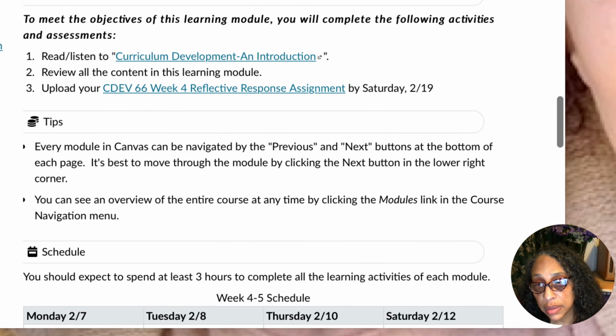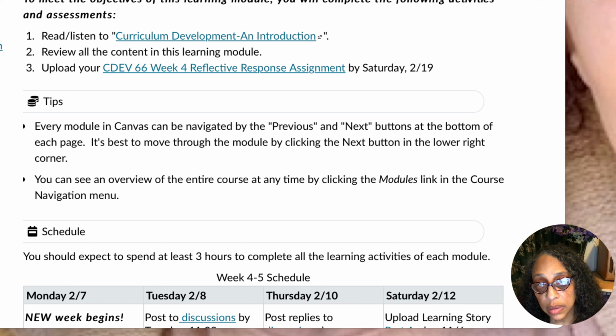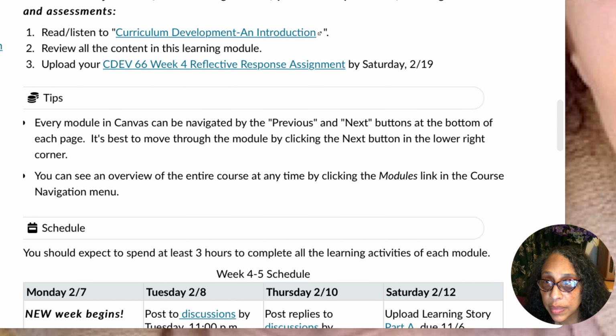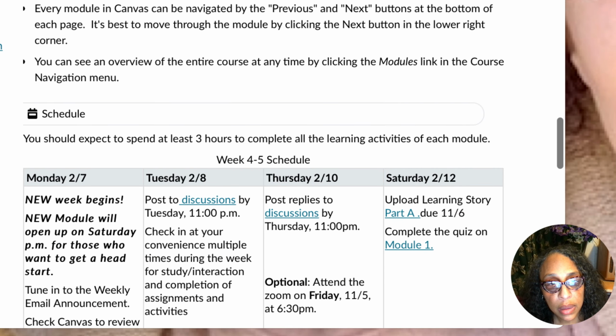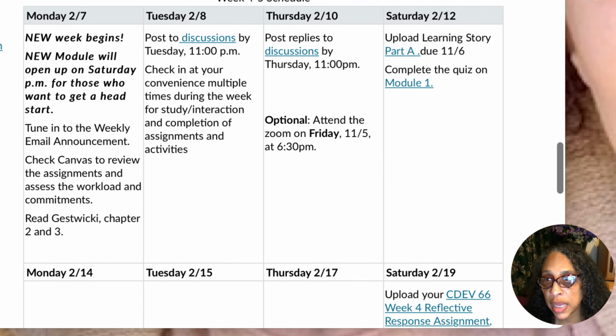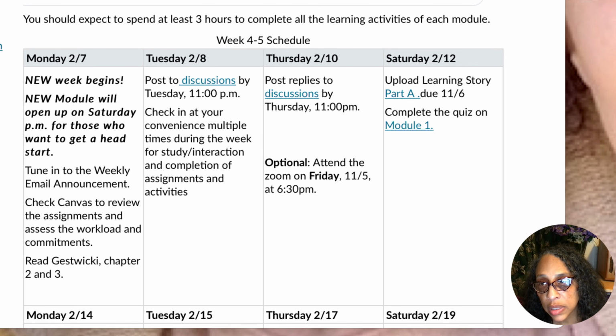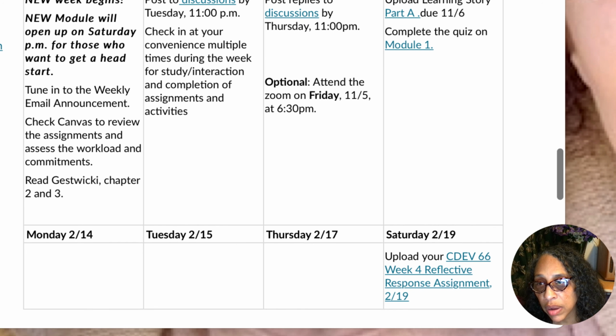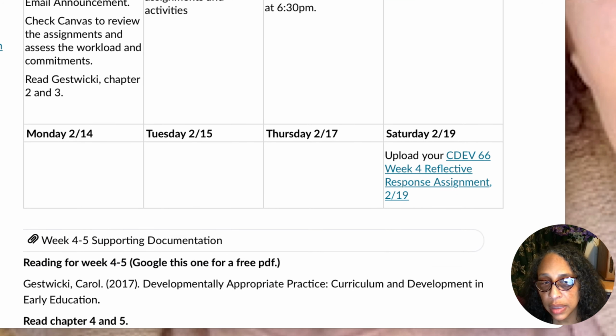These are the assignments. There's just one. You have to do that reflective response assignment. It's due on the 19th. And then here's the schedule in calendar form. So there's a discussion this week. And then next week, I have to fix this, the dates are wrong. Next week, this assignment's due.